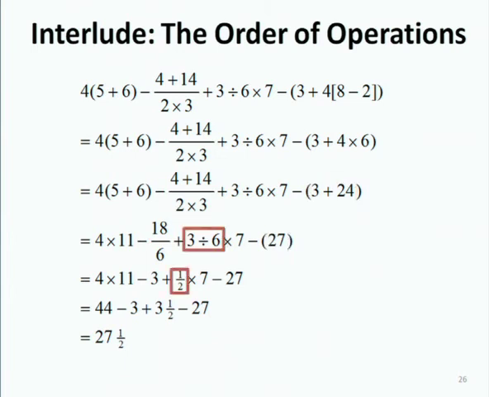And now that I've got that, I'll do the division and the multiplication in the order they're presented. So the 3 divided by 6 is a half. And then I can do the multiplications. So that one's 44 and 3.5. And then after that, I'll do the addition and subtraction in the order they're presented as well.